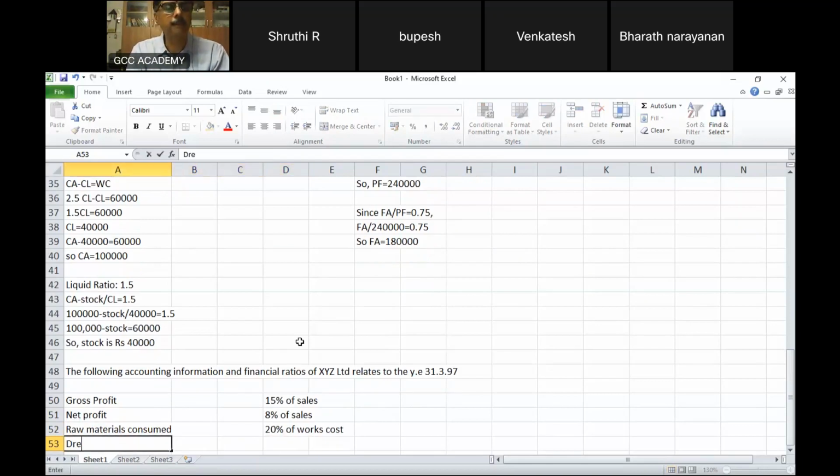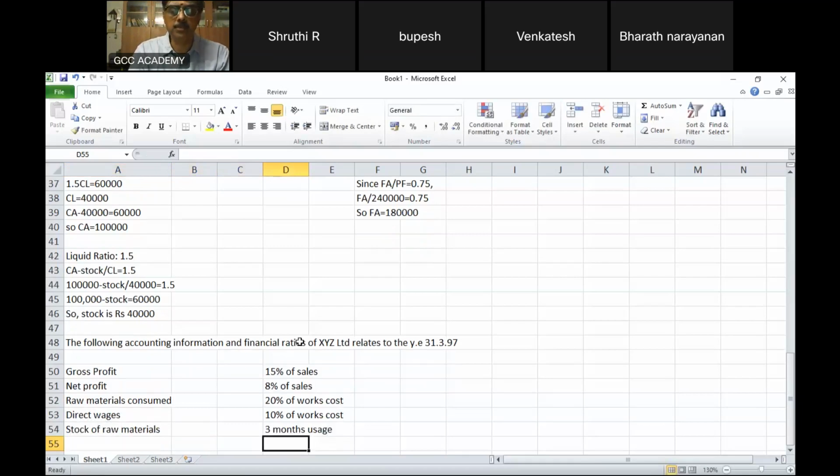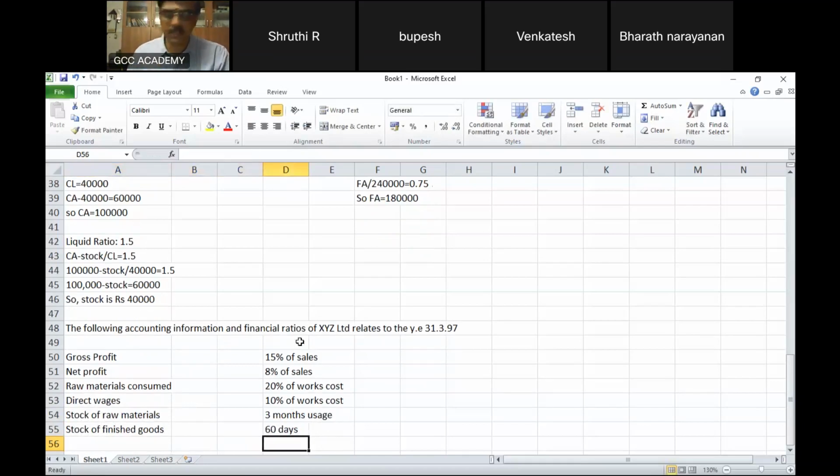Direct wages. Direct wages, 10% of box cost. Stock of raw material, 3 months usage. Stock of finished goods, 60 days. All sales are on credit.